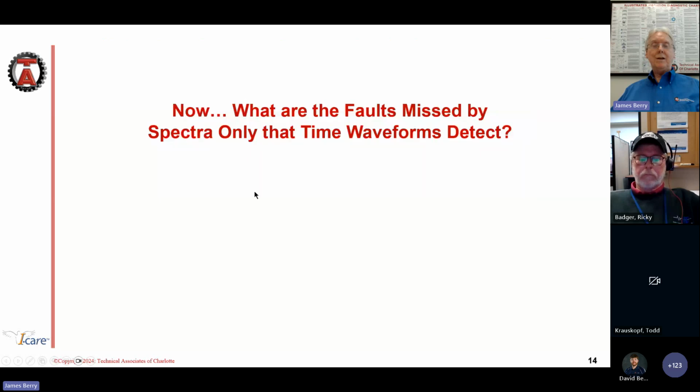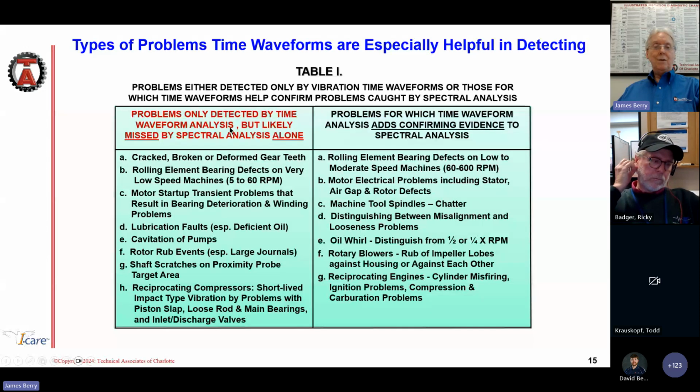All right. So let's look at what are the faults that are missed by spectra only that the time waveforms see. We could go through this whole thing, but we only have 25, 30 minutes here. So look at all these things that are listed on the left side. These are problems that are only detectable by time waveforms, not by spectral analysis alone. On the right are those for which time waveforms give confirming evidence to something the spectrum already detected. All right. Now let's look at today just 3 problems. These are 3 big problems.